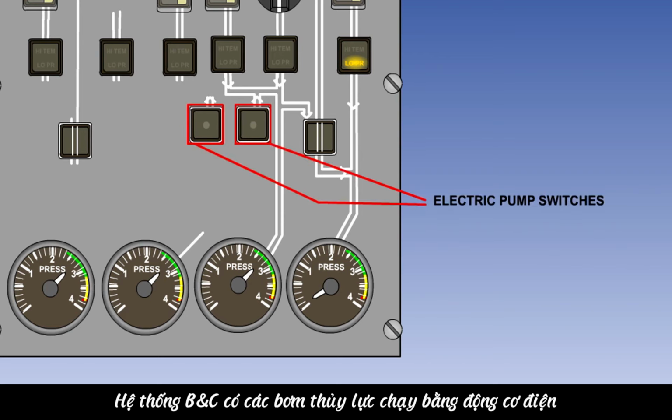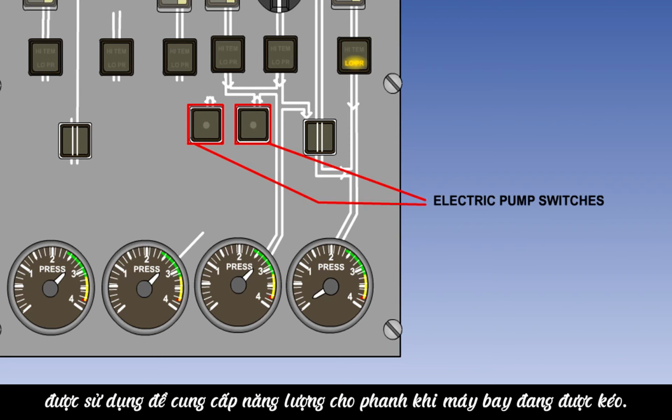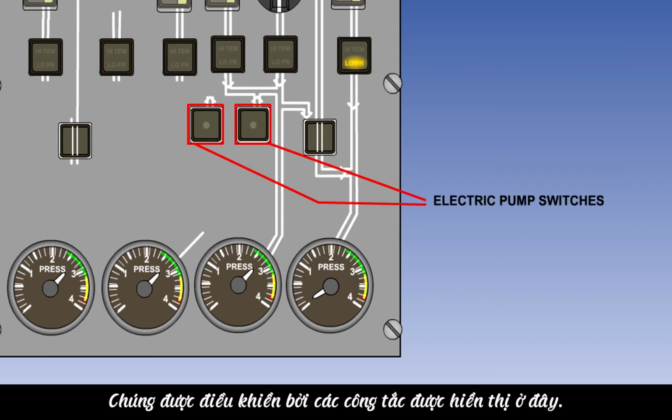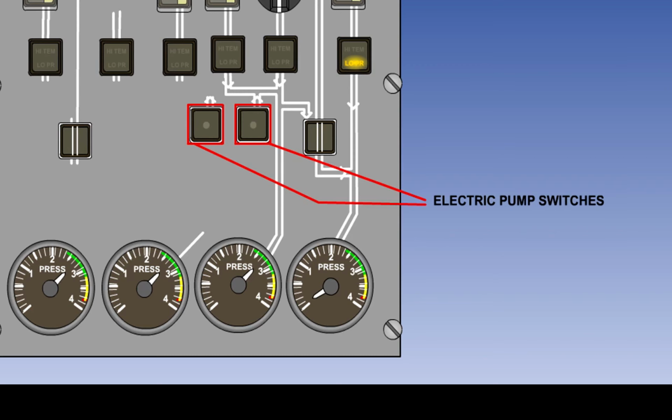Systems B and C have electric motor-driven hydraulic pumps, which are used to power the brakes when the aircraft is being towed. They are controlled by the switches shown here.